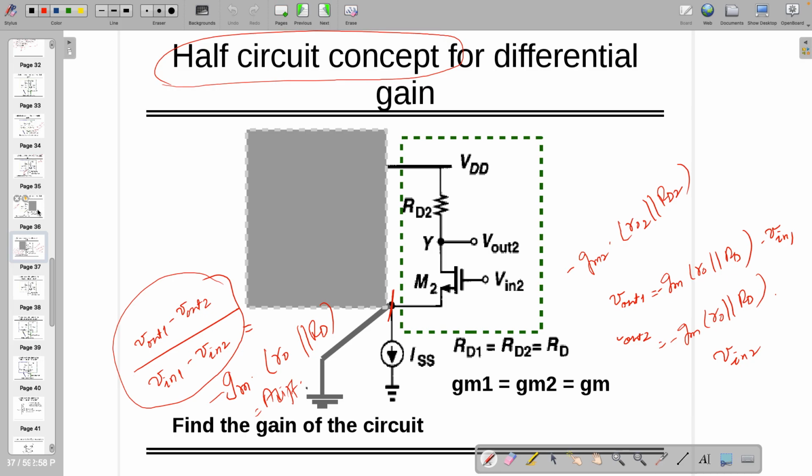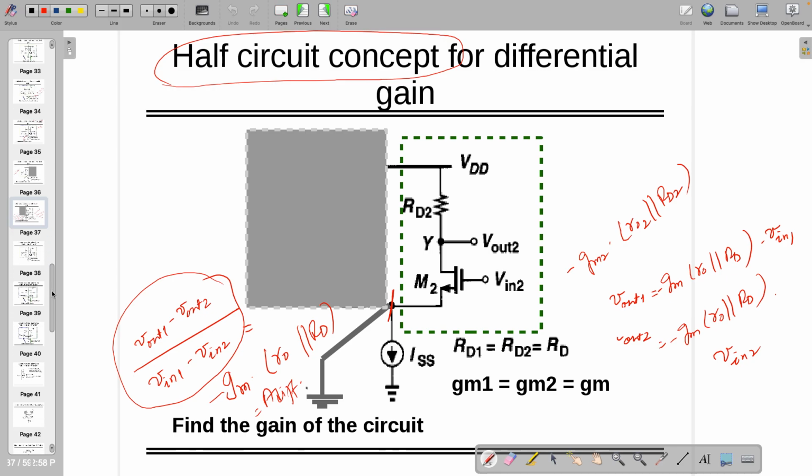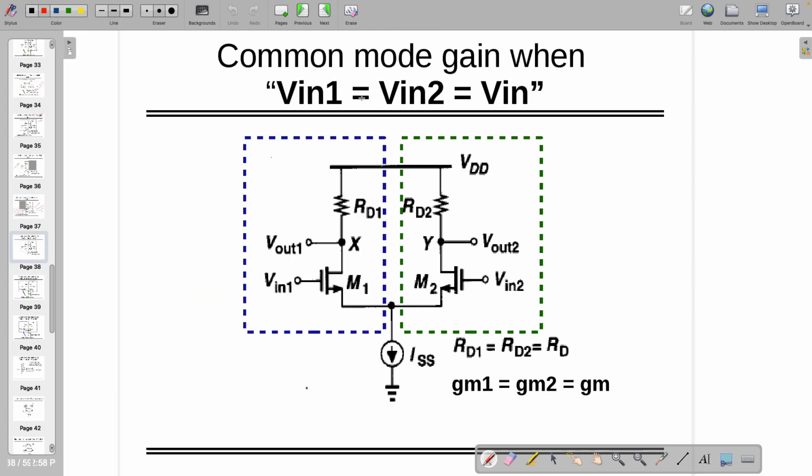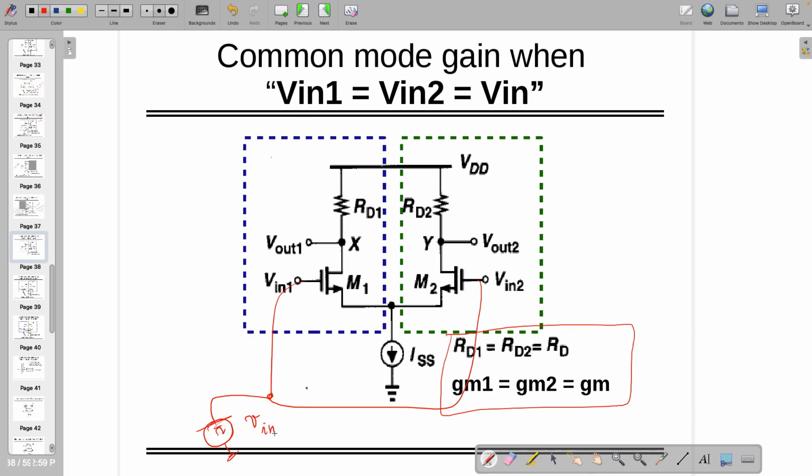Can I take 5 minutes more so that you can solve the common mode gain also? So now that you have learned it, I'm asking you: if I'm giving both sides the same voltage V in, note that all these assumptions remain true. The only thing is I am giving both sides V in, like this. Both are the same, then it's common mode, right? If both are the same, what's going to happen?